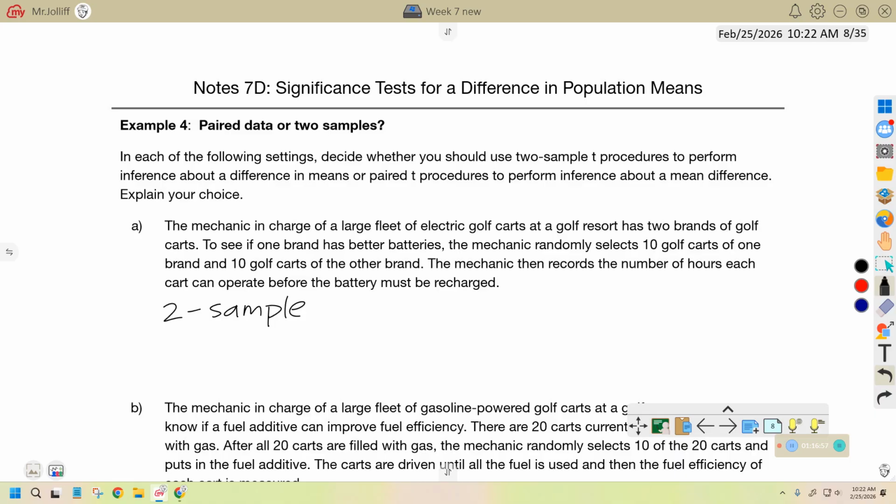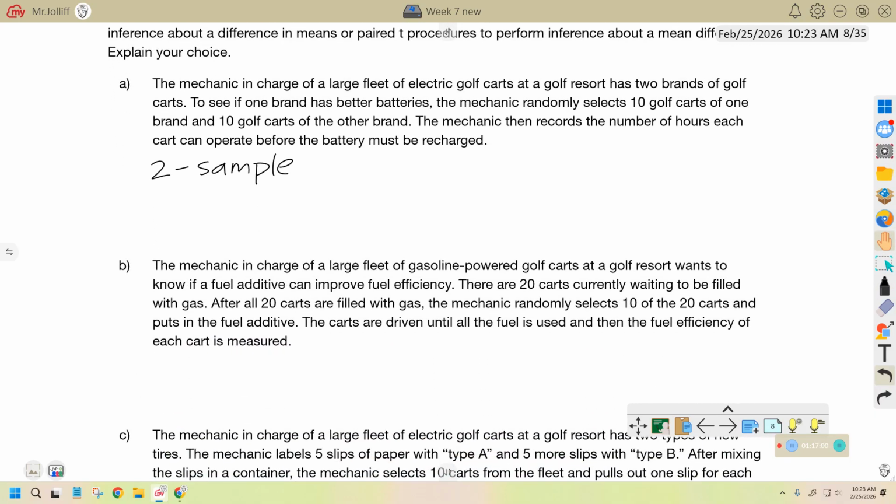Number 2. Part B. The mechanic in charge of this fleet of gas-powered golf carts wants to know if a fuel additive can improve fuel efficiency. 20 carts are currently waiting to be filled. All 20 are filled with the same gas. The mechanic randomly selects 10 of those 20 and puts in fuel additive. So we have 10 carts with fuel, 10 carts with fuel plus additive. The carts are driven until the fuel is used up, and then the fuel efficiency of each cart is measured.